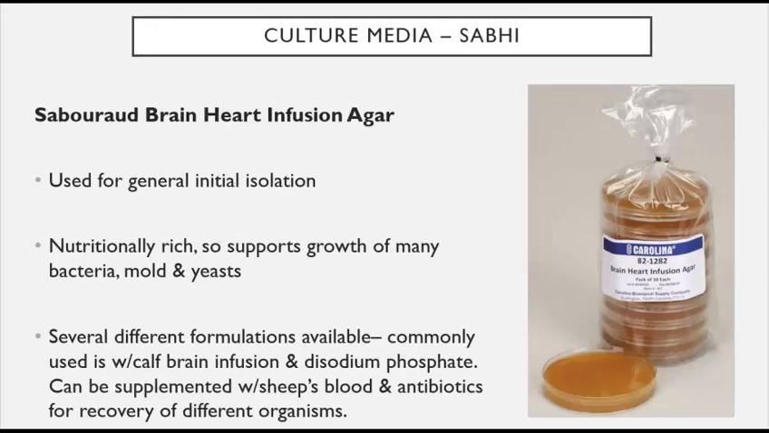Sabouraud brain heart infusion agar is used for general initial isolation. It's nutritionally rich and it supports the growth of many bacteria, molds, and yeast. There are several different formulas available. Commonly used is one with calf brain infusion and disodium phosphate, but it can be supplemented with sheep's blood and antibiotics for recovery of different organisms.